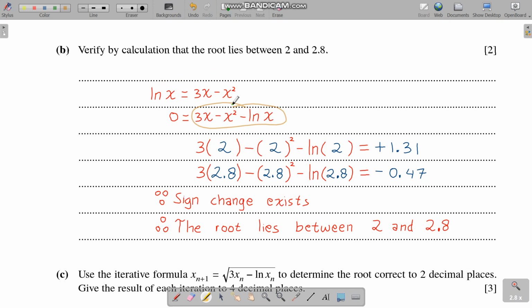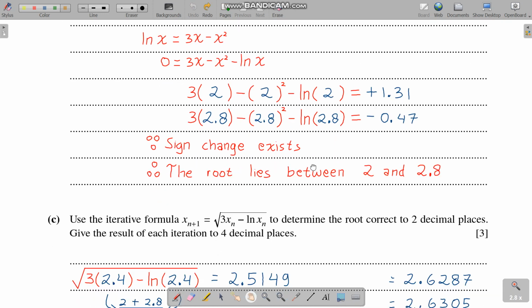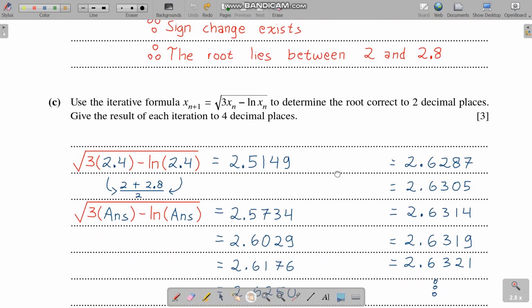We replace the x with 2 and then 2.8, then use a calculator. We should get something positive, something negative, and then draw a conclusion. A sign change exists because we have something positive, something negative. Therefore, just rewrite this part of the question: the root lies between 2 and 2.8. Next, use the iterative formula.